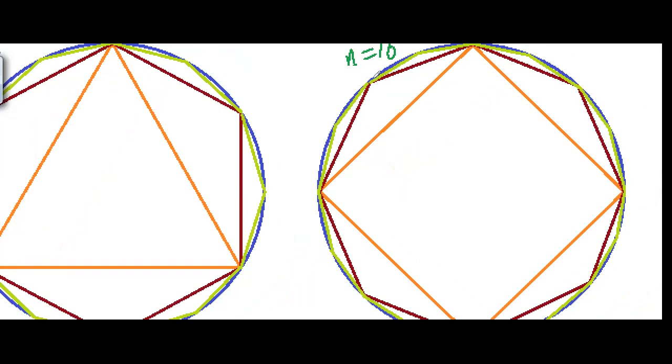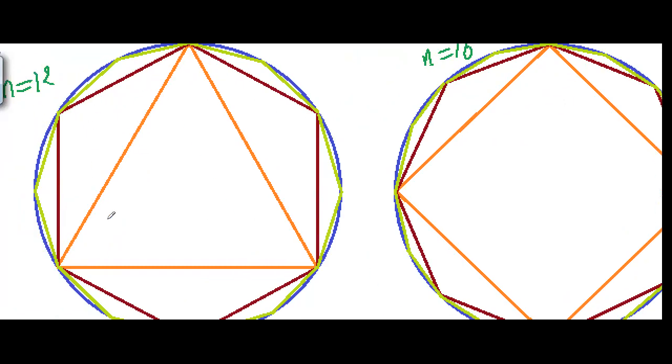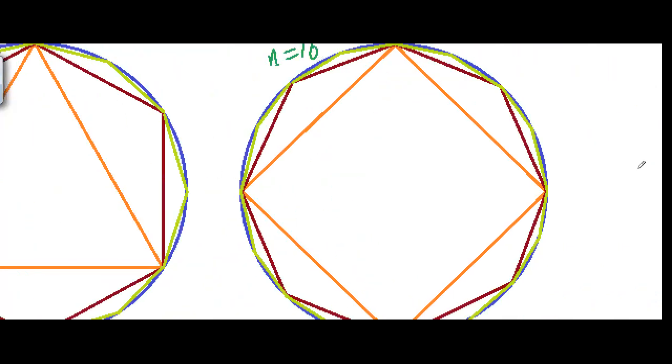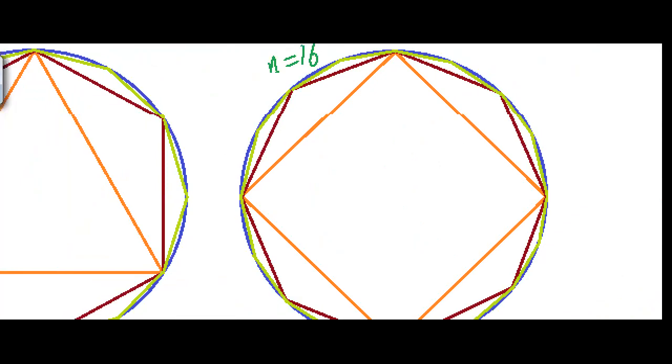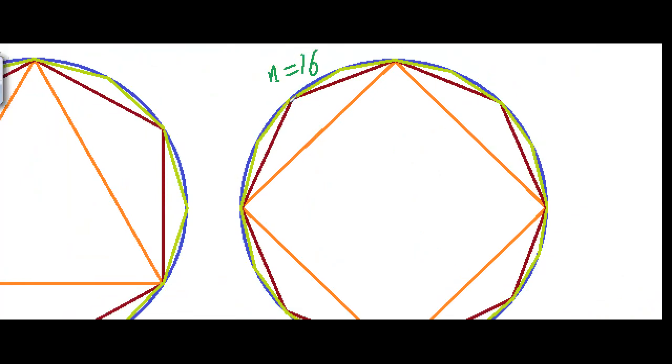So that means if we have made a 12-sided regular polygon inside the circle, then no doubt the perimeter of the polygon is close to the circumference of the circle in length. But if we have made a 16-sided regular polygon, then its perimeter has become closer to the circumference of the circle. I hope this much is clear.